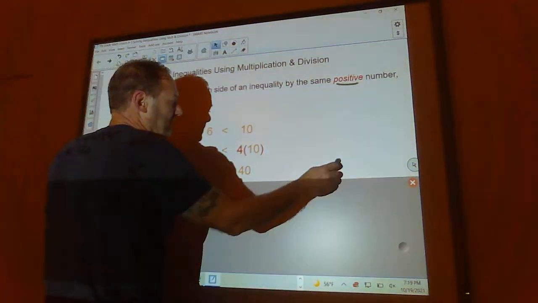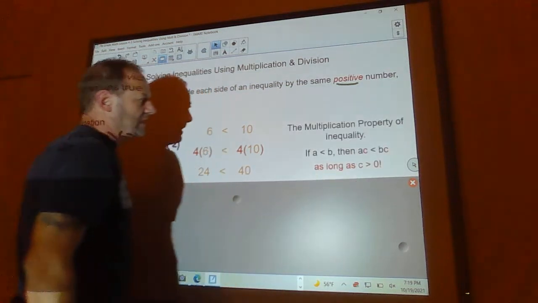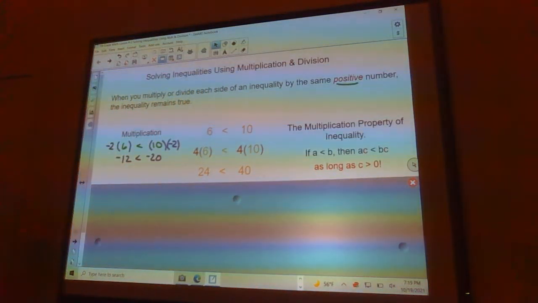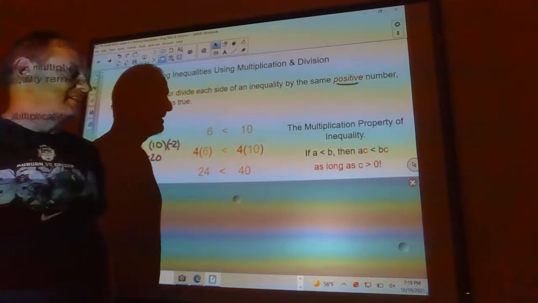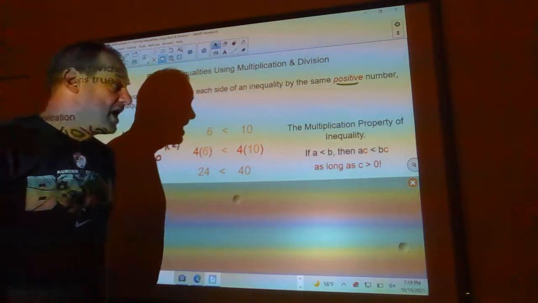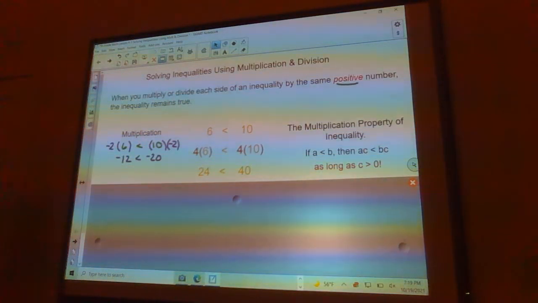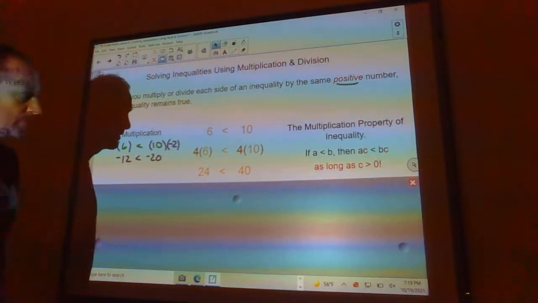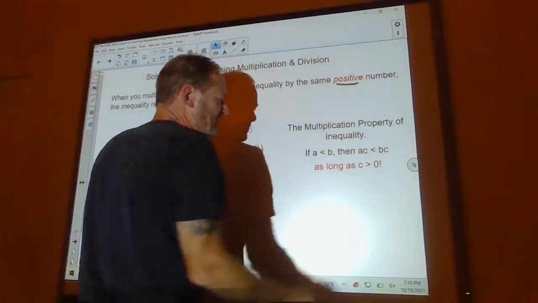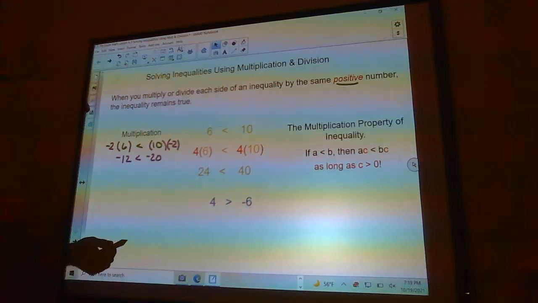Okay? And so we get this nice little multiplication property of inequality here that says if A is less than B, then A times C is less than B times C, as long as C is greater than 0. Okay, because if it's 0, then you got a problem there because then it's all 0.